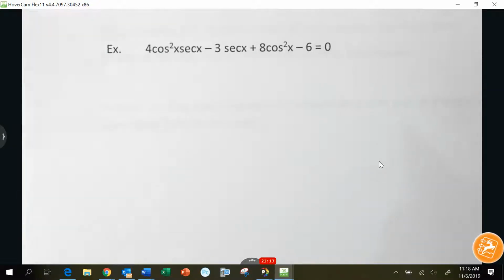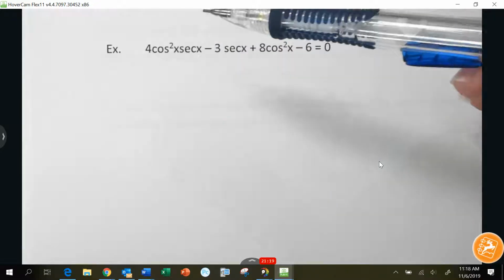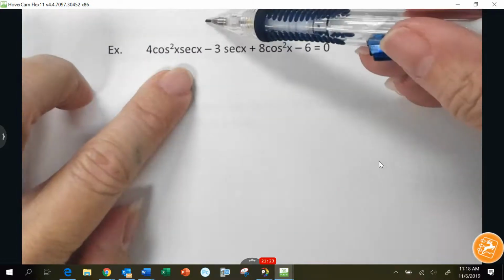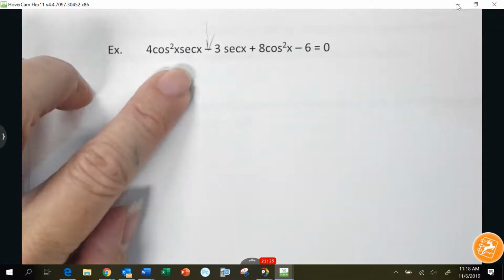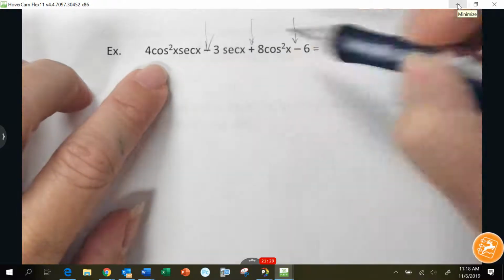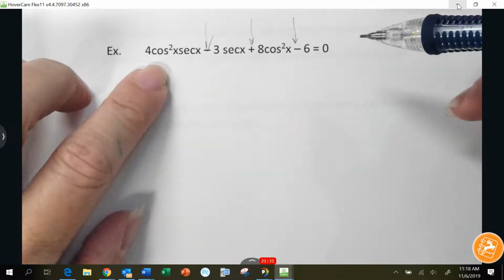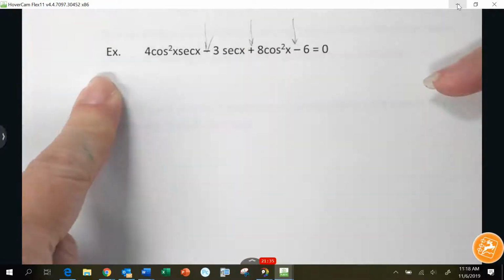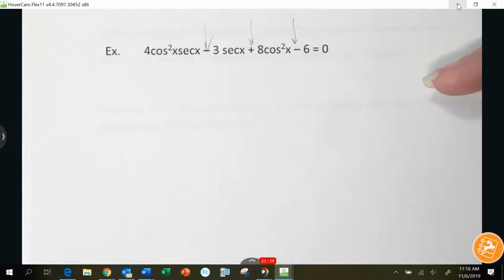So rules of factoring. What's our first rule of factoring? Is there a GCF in every term? Ooh, how many terms do we have here? Terms are separated by plus or minus signs. So when I separate all these, we have 4 terms. So in all 4 terms, is there a GCF in all 4 terms? No. So we do not have a GCF.